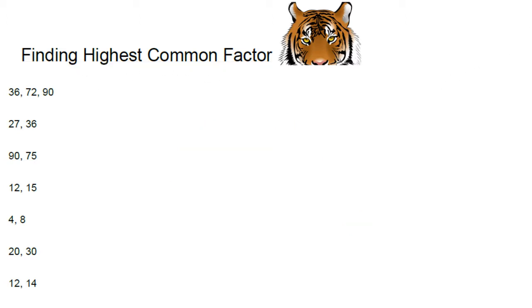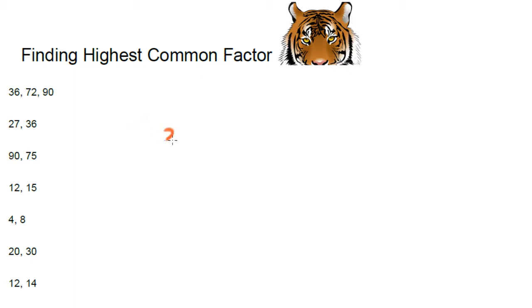There are a number of methods that you can use to find the highest common factor of two or more numbers, and there is a method known as prime factorization that people frequently use to find the highest common factor of two or more numbers.